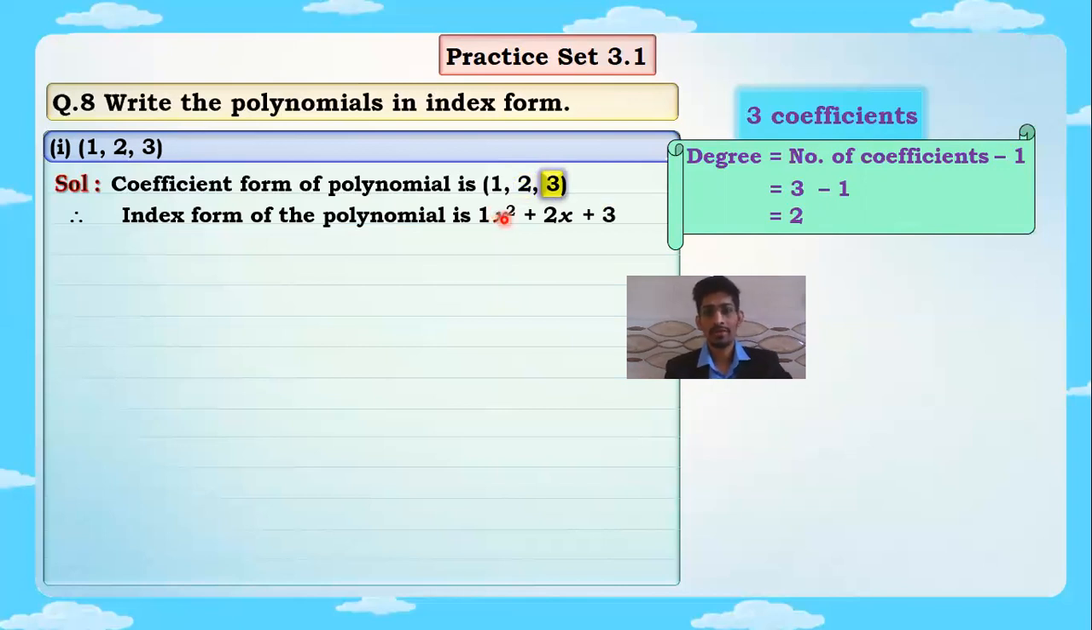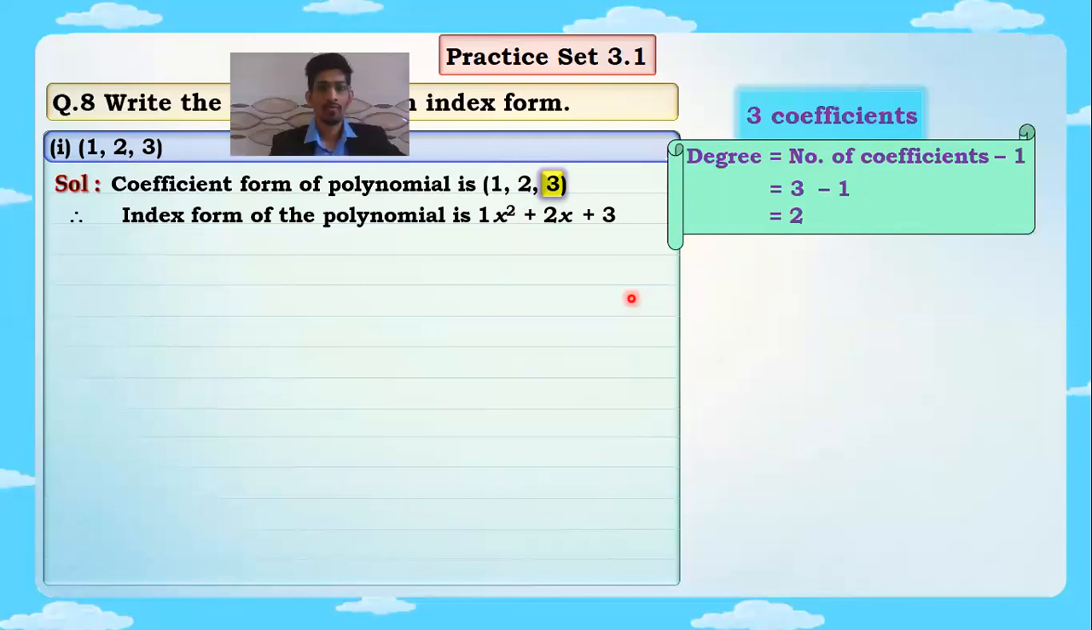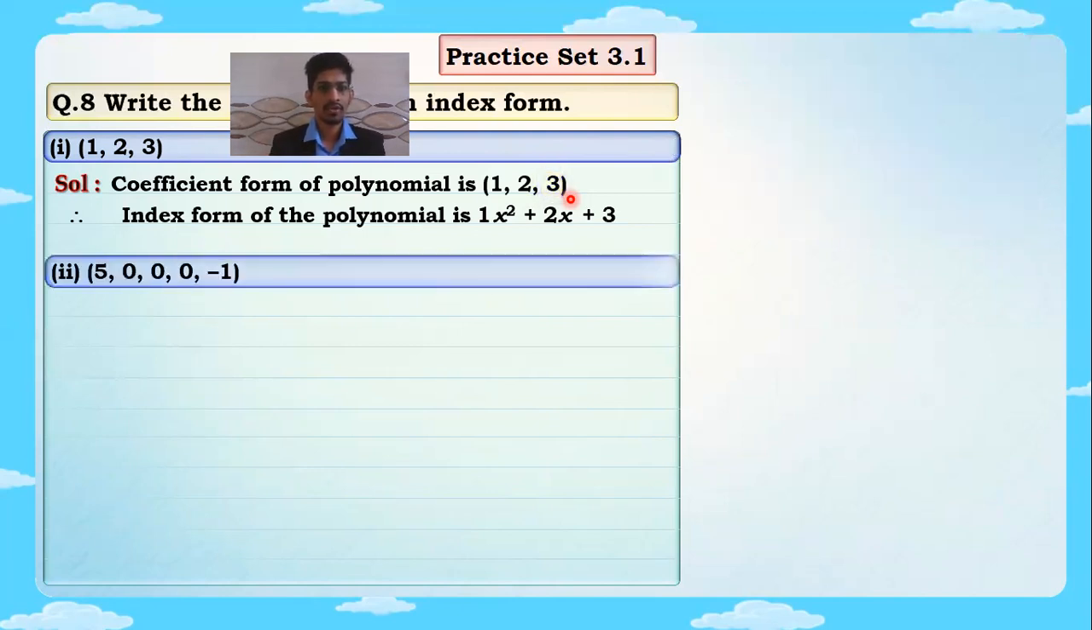Now if you observe the given polynomial, it is very much in the index form. Starting from highest power to lowest power, each and every term is present. 1x square plus 2x plus 3. 2, 1, 0. All powers are present. I hope at least 10% is clear to each and everyone. We'll take a few more questions to understand properly. Let's take the next question, that is sub question 2.